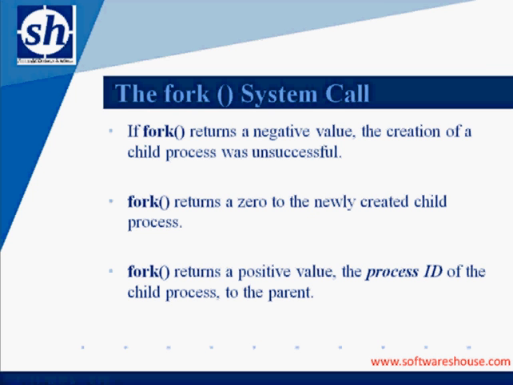If fork returns a 0, it is to the newly created child process. If fork returns a positive value, it is to the parent process, and the value is the process ID of the child process. So the parent process gets the process ID of the child process.